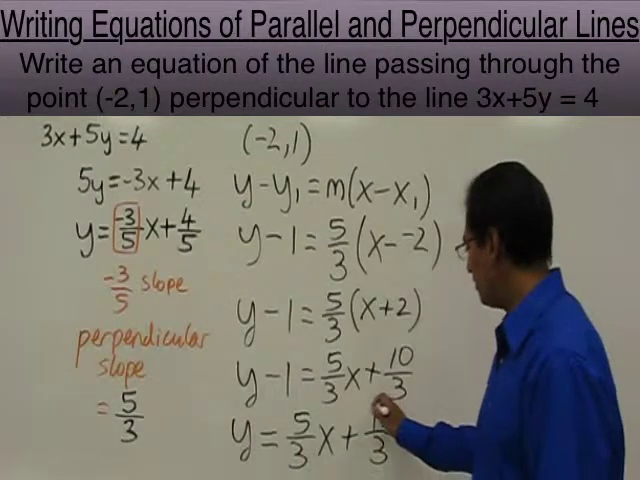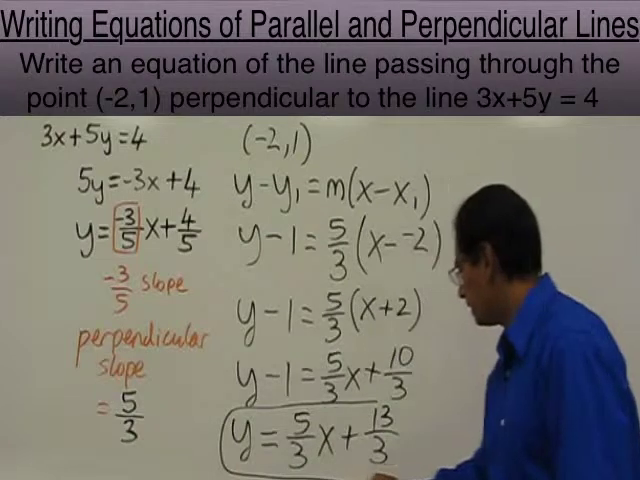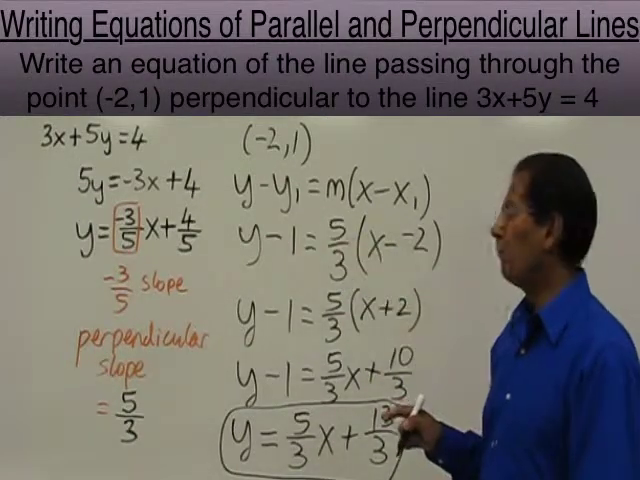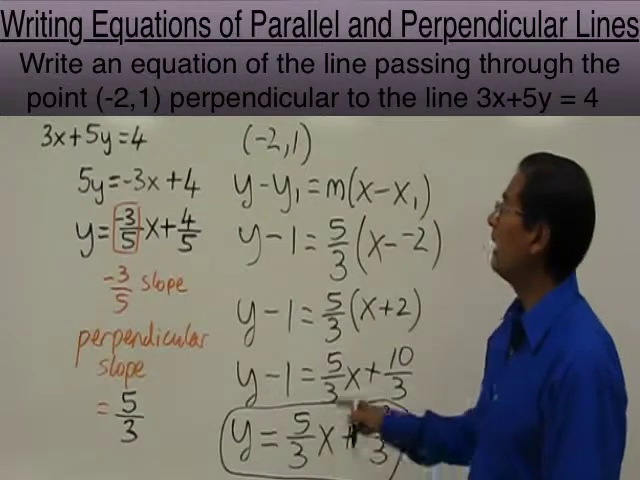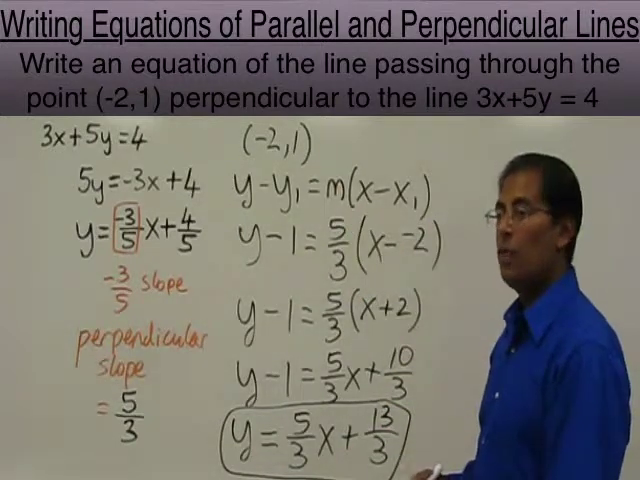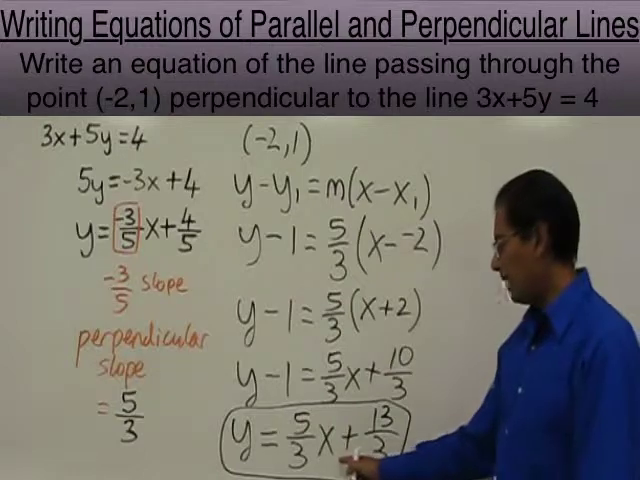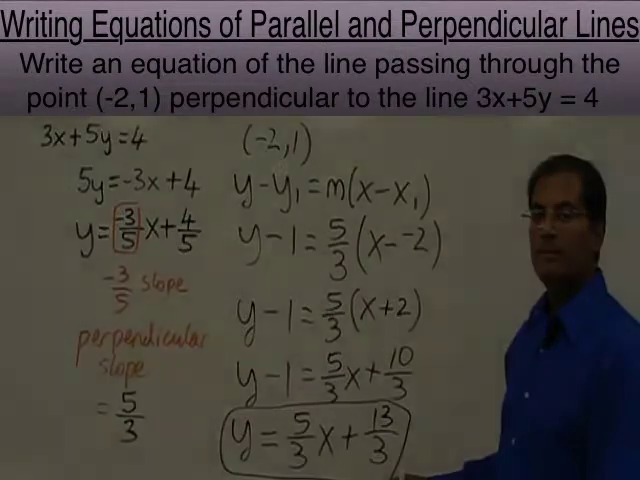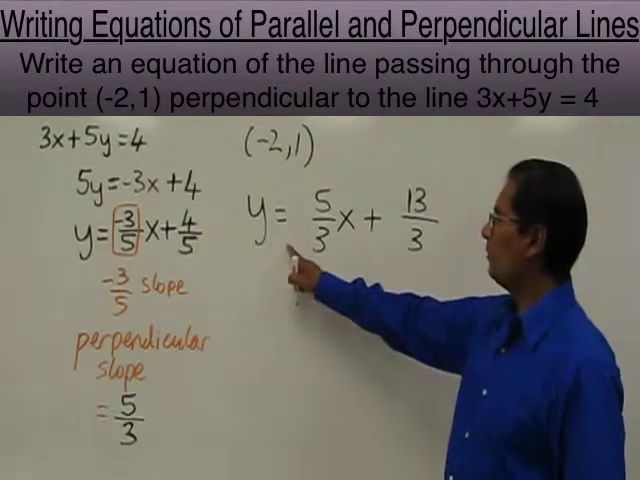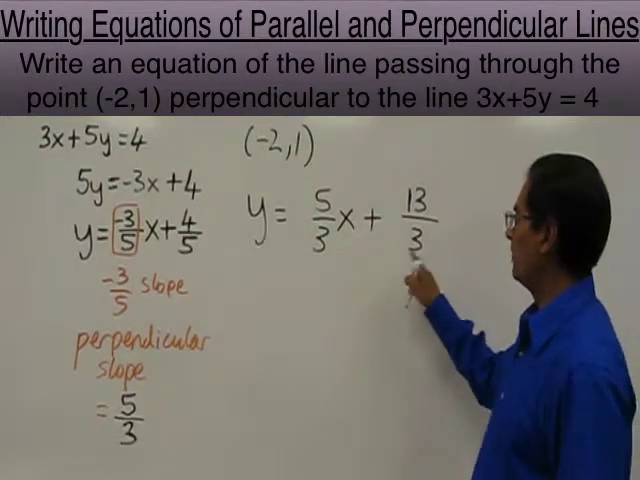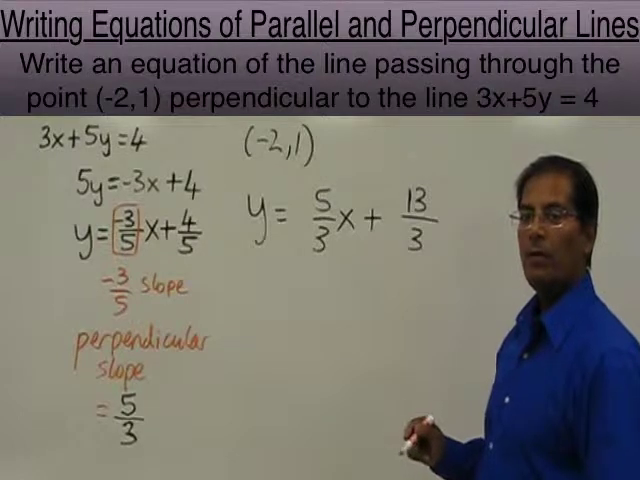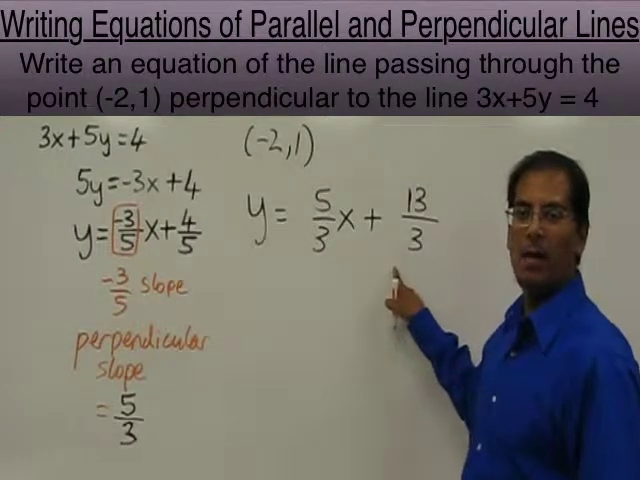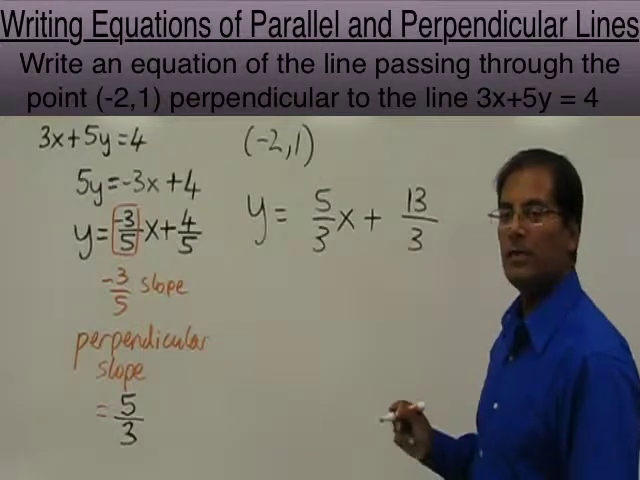So this is the equation of the line that runs perpendicular to 3x + 5y = 4 and passes through the point (-2, 1). Now this is the y = mx + b form. We can also write this in the general form. If we take the equation y equals 5/3 x plus 13/3, and we want to write it in the general form, what we have to do is multiply everything by the denominator. So we multiply everything by 3.